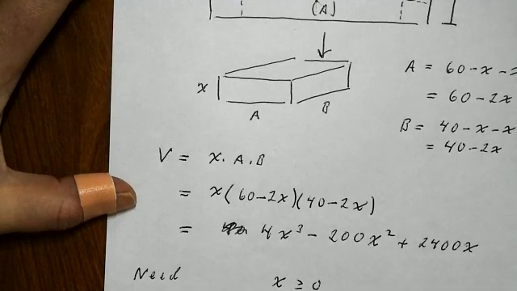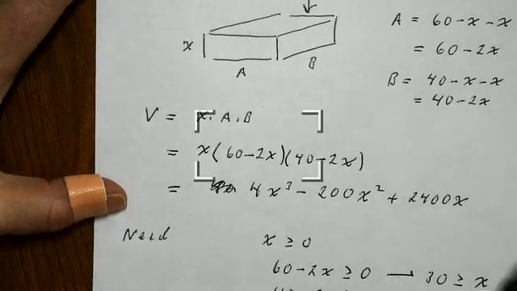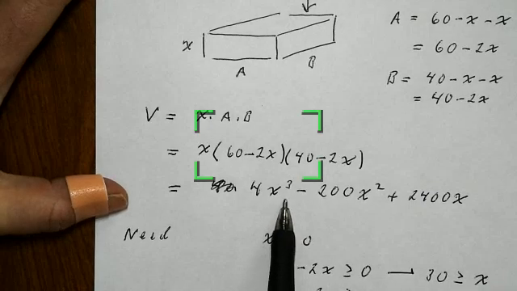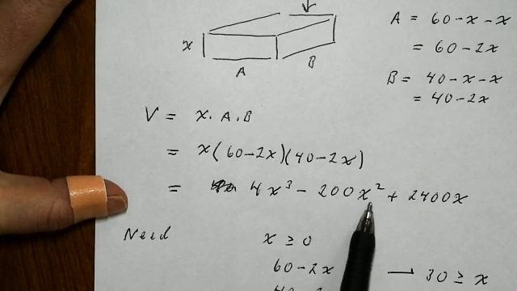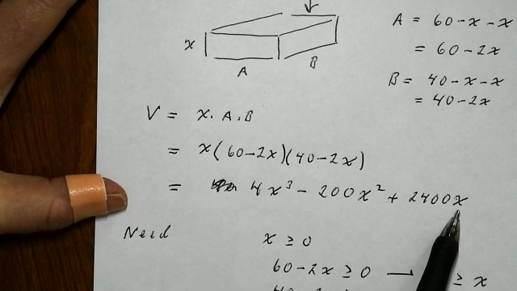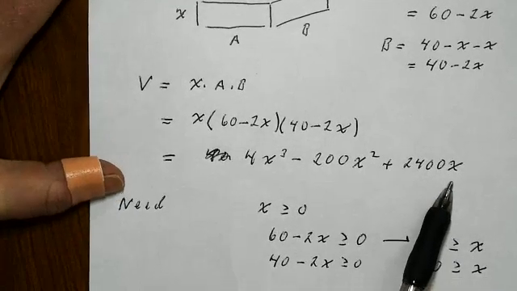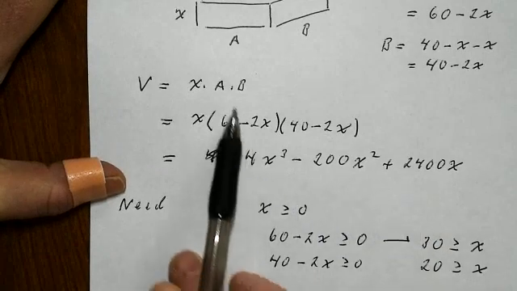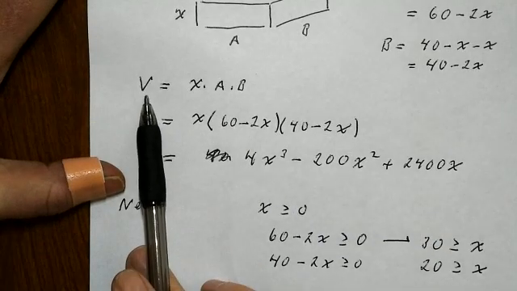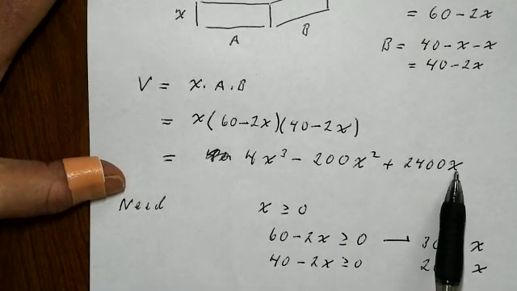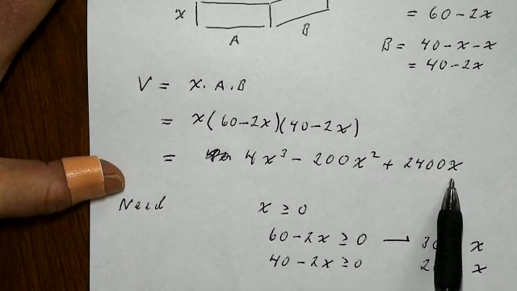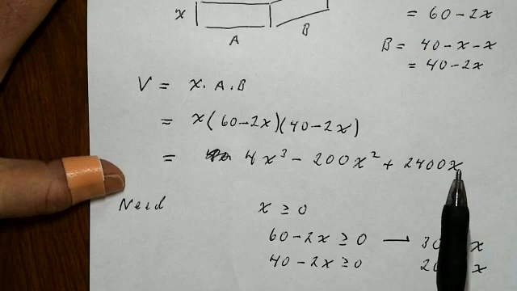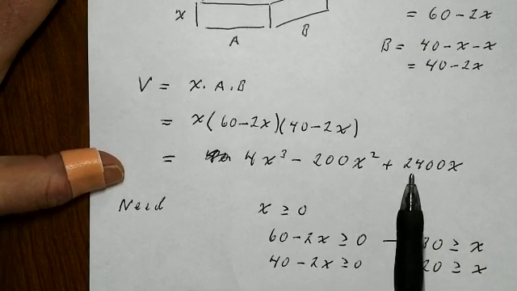And this can be expanded. I've performed the calculation separately. It works out to be 4x to the third minus 200x squared plus 2400x. Now, in this example, we got the volume, which we're trying to maximize, immediately down to a single variable, which is x. We're going to do another example in a moment where it's not quite as simple.